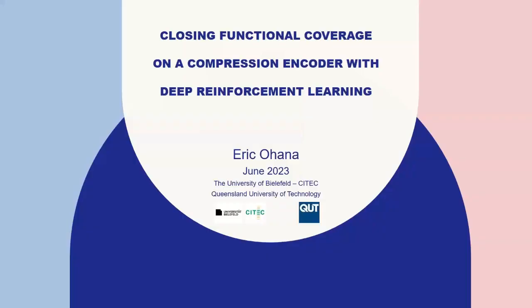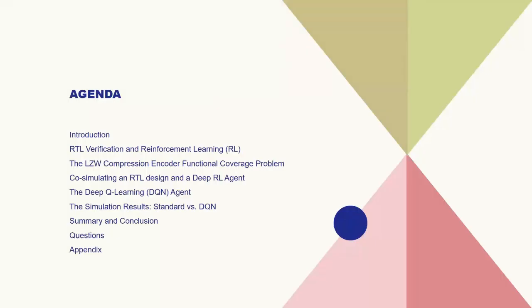How to close functional coverage using deep reinforcement learning. Okay, so I'll try to give a quick overview of what reinforcement learning is, how to integrate it in a typical test bench as we know it, a modern one, hopefully. And I'll show an example on a design which is an LZW compression encoder, which has a hard functional coverage problem, and see how this reinforcement learning agent can help us close functional coverage on this design.